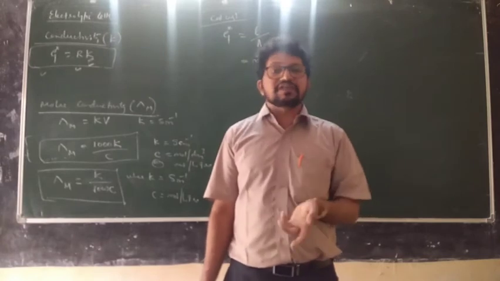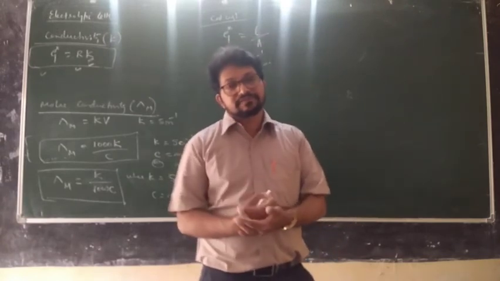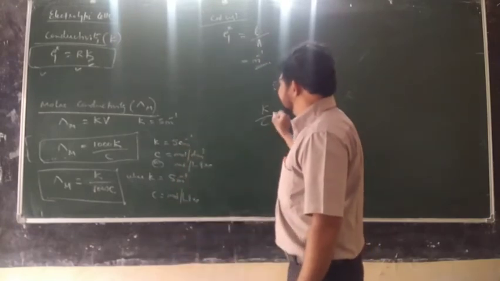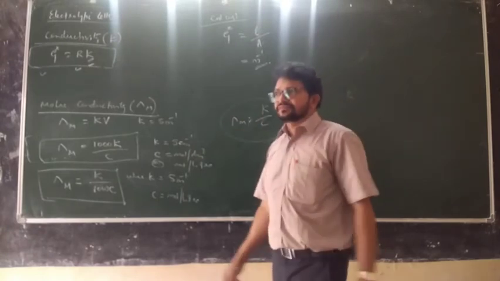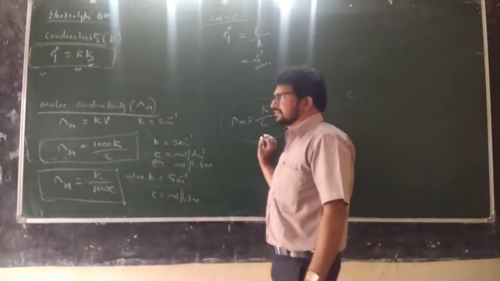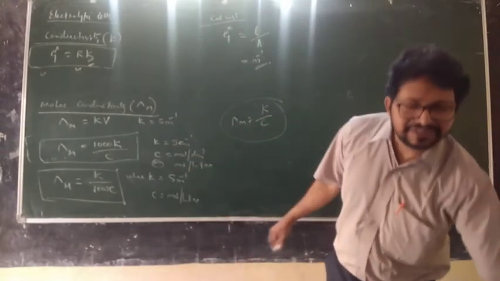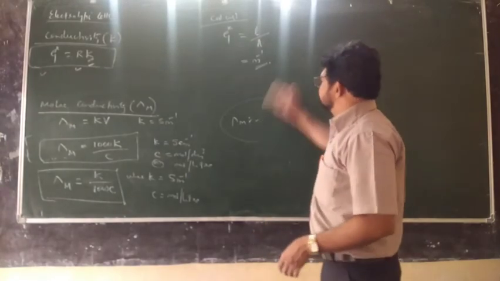Suppose if you convert concentration also into SI, right? Then no 1000, and lambda becomes K by C. This is also mole per meter cube. So meter cube is a very big unit. Concentration will be always in mole per liter. Okay.